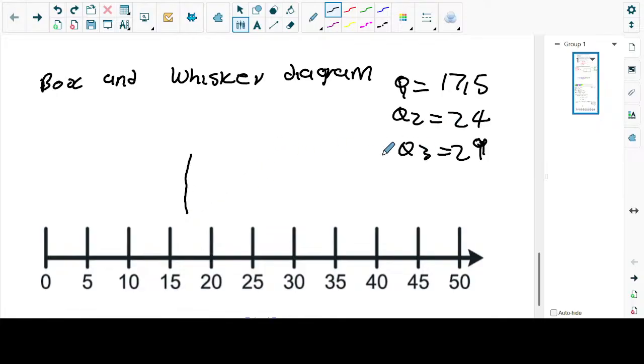Then we have Q2, which is 24. It's between 20 and 25, but a little bit closer to 25. Then Q3 is 29. It's between 25 and 30, but a little bit closer to 30. Then I'm going to draw the horizontal lines and connect the boxes.